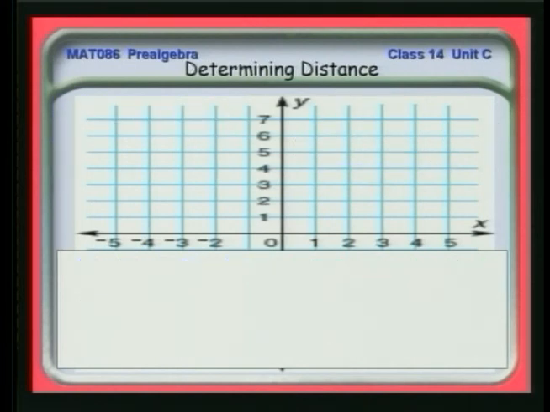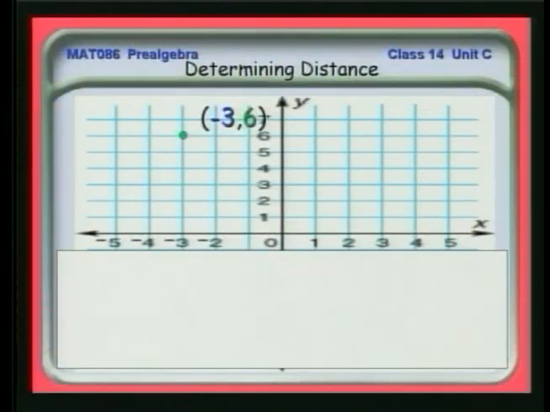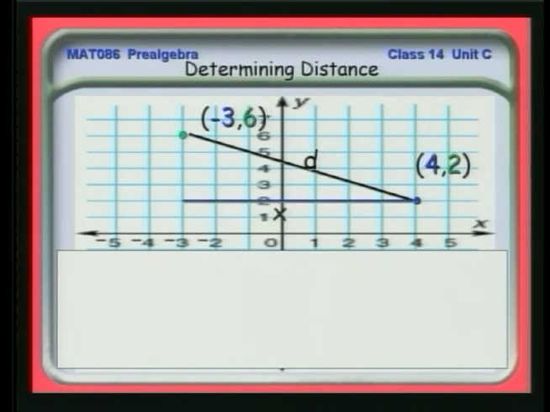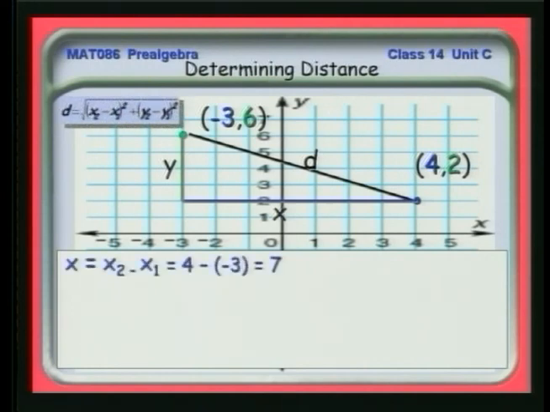Let's try another example with different points so you get the procedure for how to do this in general. Suppose we have a point (-3, 6), another point (4, 2), and I want the distance between those 2 points. I need the x distance and the y distance, and I need to remember that formula. I calculate the x distance, again as 7. I calculate the y distance as 4.